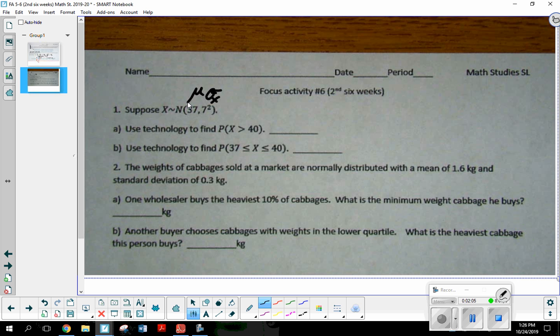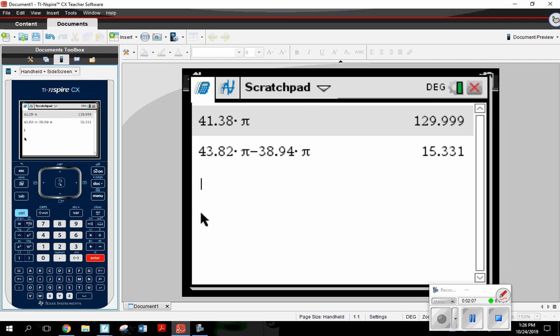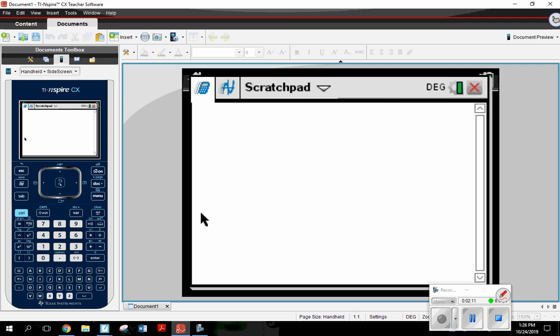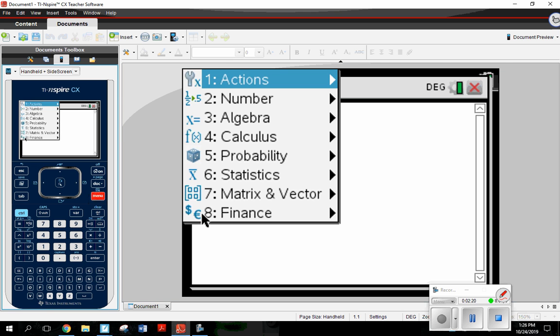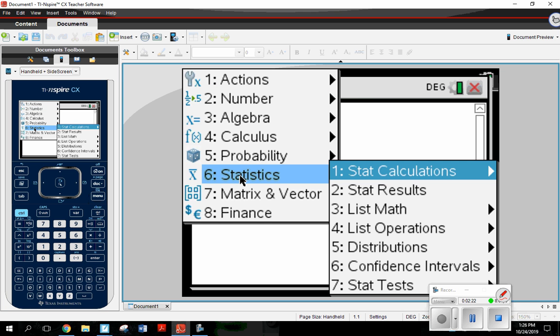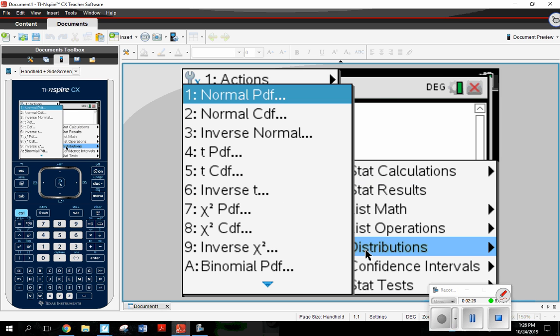So I'm going to come on over here. Let me go ahead and take off this. That was some trig problems a second ago. All right, so where do I go if I want to use normal distribution? Menu, Statistics. Oh, not stat tests. Distributions. There we go. We want distributions. Normal PDF or CDF? CDF.